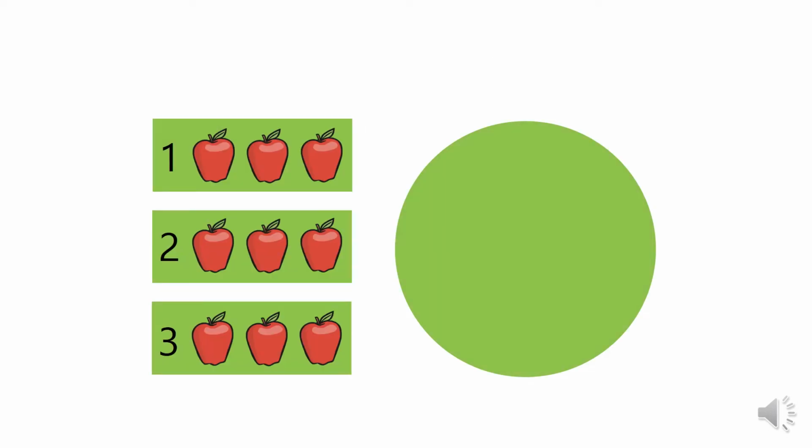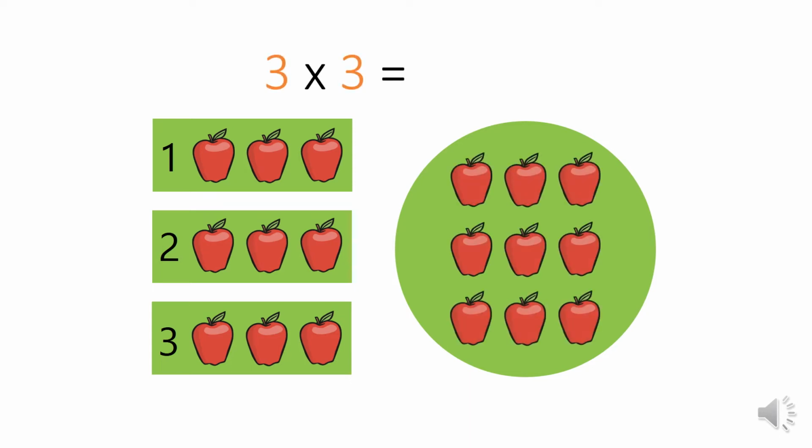Let's have a go at this one. Now we have apples. How many groups of apples do I have? How many rows of apples are there? 1 row, 2 rows, 3 rows. I've got 3 groups of apples. How many apples are in each group? 3. I've got 3 groups of 3. 3 times 3. Here are my apples in total. How many do I have in total? 3, 6, 9. I have 9 apples in total. 3 times 3 equals 9.